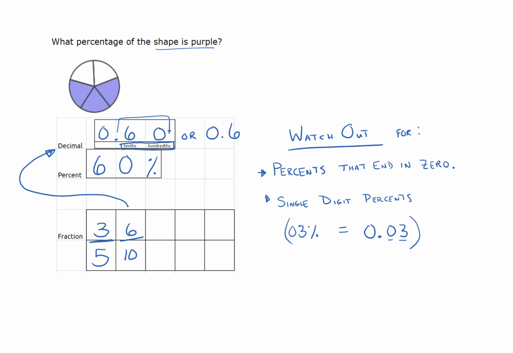All right, so what do we got to watch out for so far? We got to watch out for percents that end in 0, like 60%, because they could look like 0.6. And we don't want to think that that's a single-digit percent. The other thing that we do have to watch out for also is single-digit percents. We haven't seen one yet, but if we see something like 3%, it's actually going to be written as a decimal as 0.03. Remember, we need the tenths place value and the hundredths place value filled.